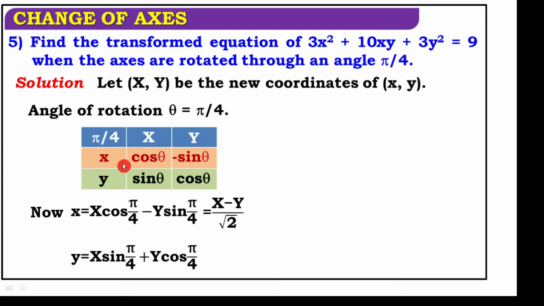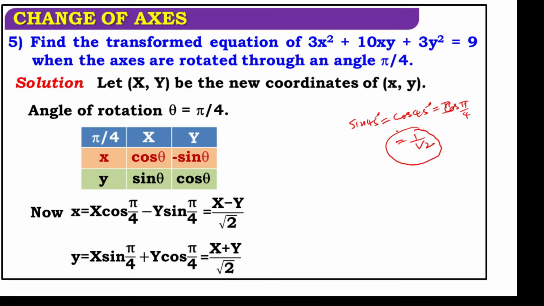Similarly, y = X sin theta + Y cos theta. Theta is pi by 4, so X sin pi by 4 plus Y cos pi by 4. And here the values of sin theta and cos theta: sin 45 degrees and cos 45 degrees, that is sin pi by 4 and cos pi by 4, are both 1 by root 2.